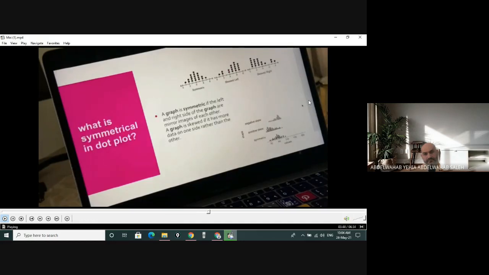So what is a symmetrical dot plot? A graph is symmetric if the left and right sides of the graph are mirror images of each other. A graph is skewed if it has more data on one side rather than the other.